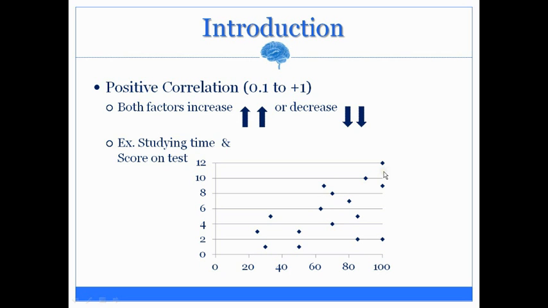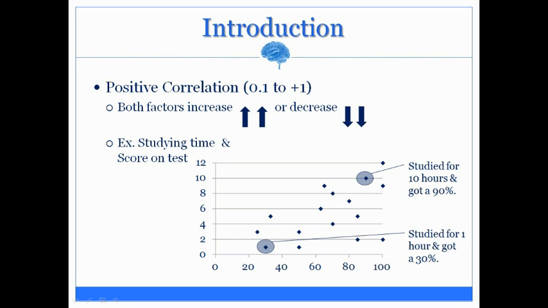Or conversely, as an individual increases their test score, they also increase in studying time. So let me pull out a couple dots here. This individual studied for about 10 hours and they received a 90 on the test. And this individual only studied for an hour and they received a 30% on the test. And as you see, if you were to draw a line through these variables, just one that is about the average, it would be tending to increase in such a manner, something along those lines. And that is a positive correlation.